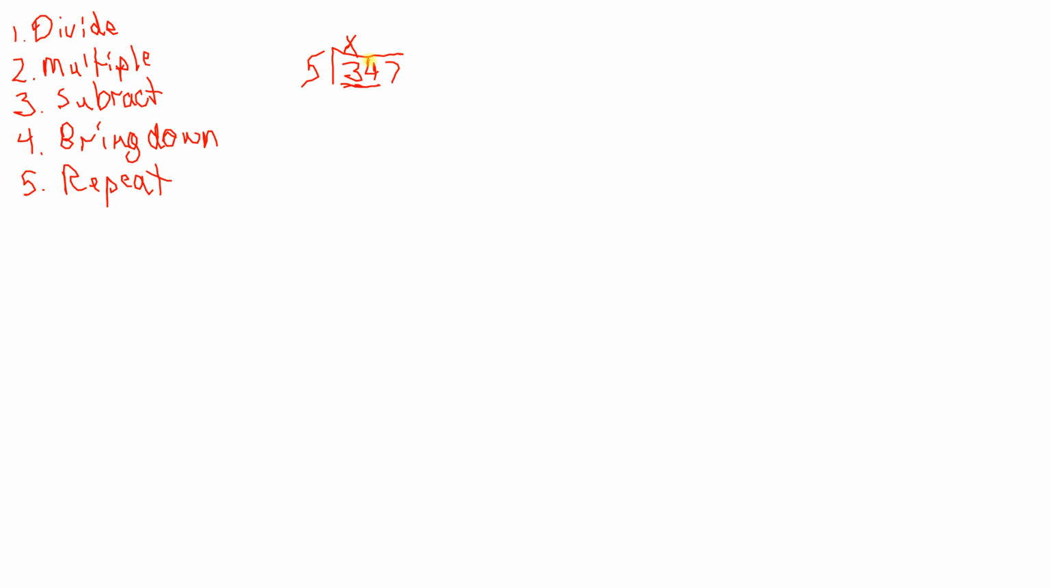Okay, so 5 times what gave me that 30? Let's see, 5, 10, 15, 20, 25, 30. So here was 1 5, 2 5s, 3 5s, 4 5s, 5 5s, 6 5s. So 6 times. Now I go to the multiplication step. 6 times 5, and that X may help remind you to multiply. 6 times 5 is 30. Go to step 3, subtract the number I just wrote. 34 minus 30 is 4.